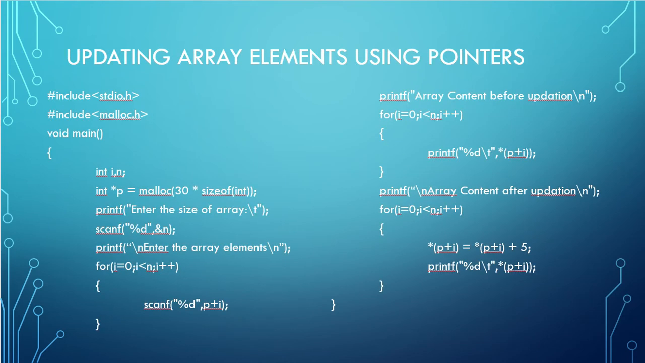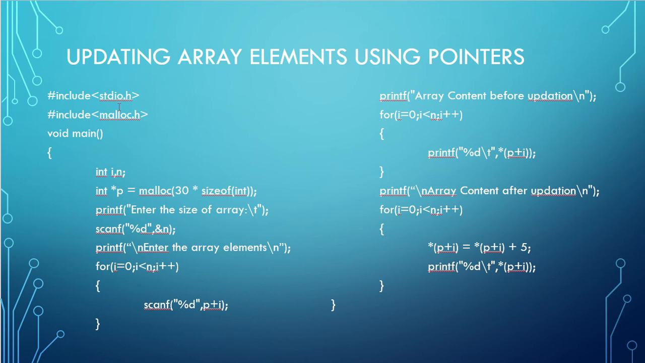Here our mission is to update the content of an array using pointers. I hope you remember how to store array elements using a pointer and the concept of a pointer to an array. A pointer to an array is going to store the base address, or the starting address, of an array. So here we are going to update the contents of an array using pointers. Let's see this program in detail.